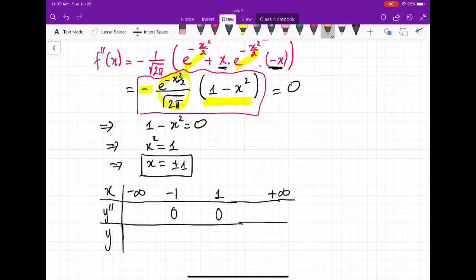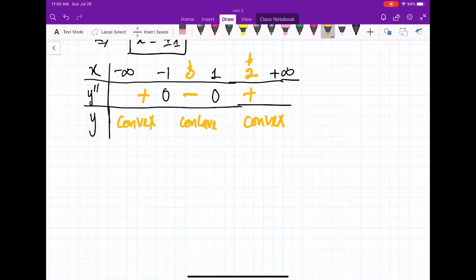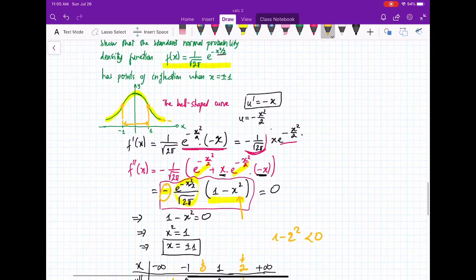So I will pick 0 from here. I plug 0 into this. I got 1. 1 positive with the negative would be negative. And from here I can pick 2, right? I plug 2. I get 1 minus 2 squared is negative, but we have negative in here, so that means we have positive in here. Similarly, we have positive in here. That means the function is convex in this, and then concave, and then convex. You see? So it seems like you have something like this: convex, inflection point, concave, inflection point, and then convex. That's what you have seen in the picture in here.